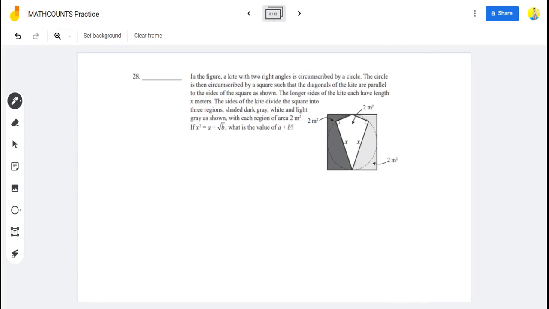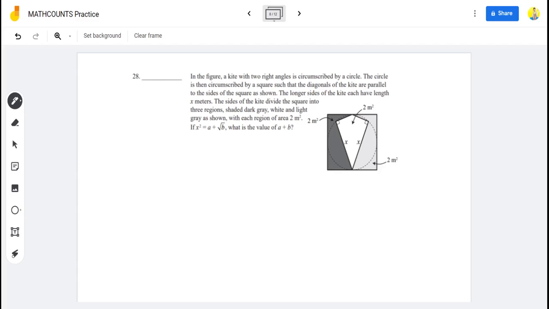Question number 28. In the figure, a kite with 2 right angles is circumscribed by a circle. A circle is then circumscribed by a square such that the diagonals of the kite are parallel to the sides of the square as shown. The longer sides of the kite each have length x meters. The sides of the kite divide the square into 3 regions, shaded dark gray, white, and light gray, as shown, with each region having an area of 2 meters squared. If x squared equals a plus root b, what is the value of a plus b?